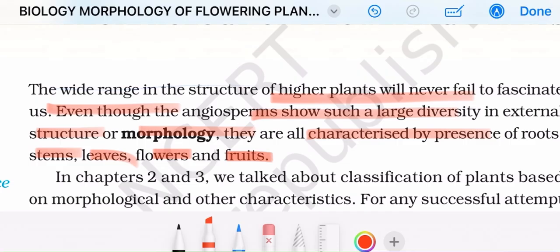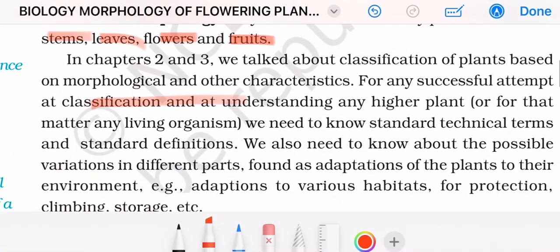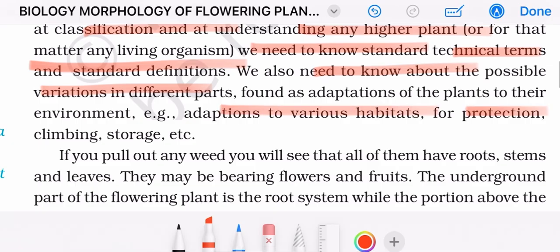In chapters 2 and 3, we talked about classification of plants based on morphological and other characteristics. For any successful attempt at classification and at understanding any higher plant, we need to know standard technical terms and standard definitions. We also need to know about the possible variations in different parts found as adaptations of the plants to the environment, for example, adaptation to various habitats for protection, climbing, storage, etc.